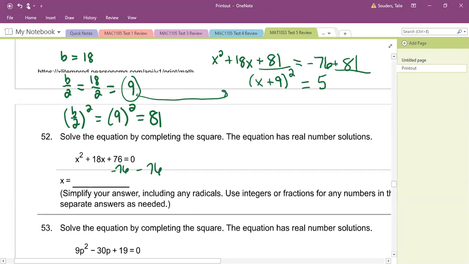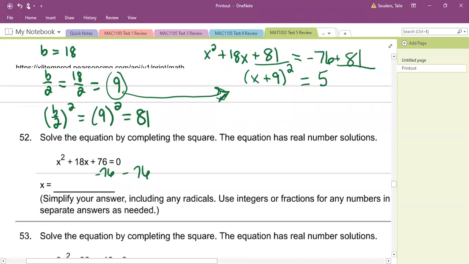Okay, now what you've actually done is set up a problem where you can use complete the square. Or not, sorry, you've done complete the square. You have set up a problem where you can use the square root property. So these problems kind of combine both, right? You have to do complete the square initially, but then you have to do the square root property to finish out the problem. So now we're going to take the square root of both sides. So that gives us x plus 9 equals plus or minus the square root of 5.